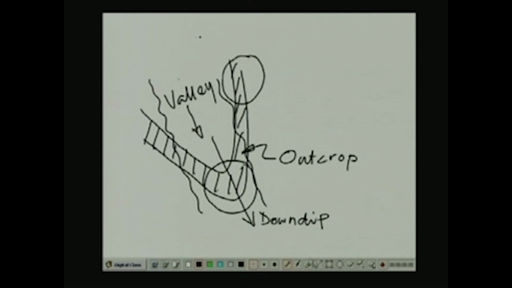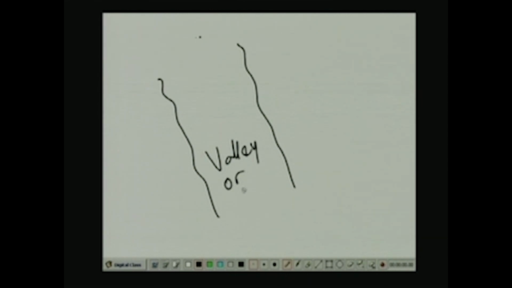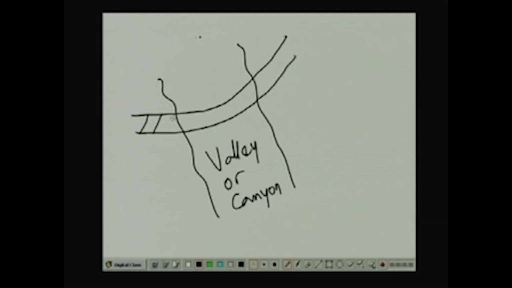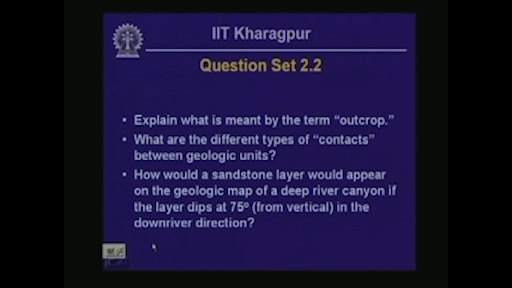So, you may not get a pronounced V shape as shown in that particular figure, but what you might get is a shape like this. So, this is the valley or canyon that we are considering, and the shape of the outcrop may look somewhat like this. And again this is going to be the direction of dip of that particular layer. So, that takes care of all the problems that I asked in the previous presentation.